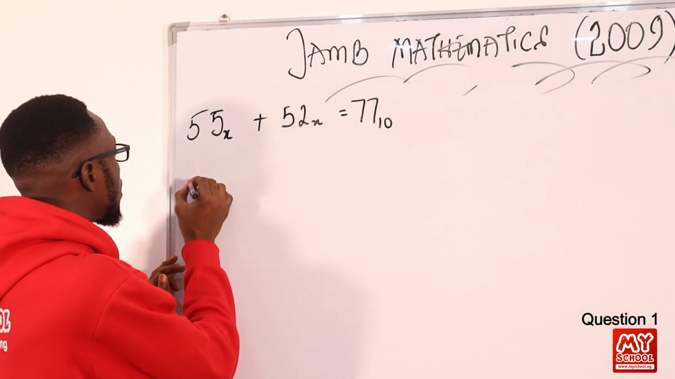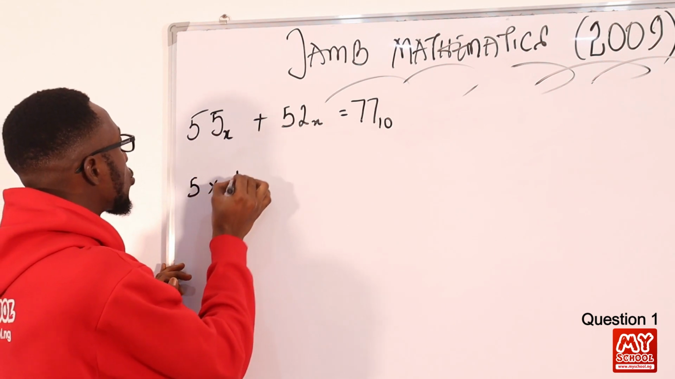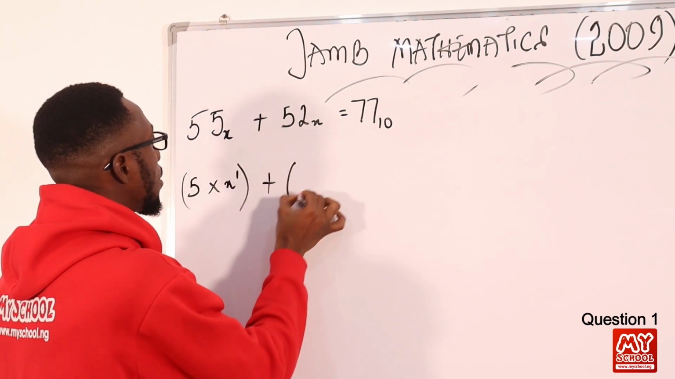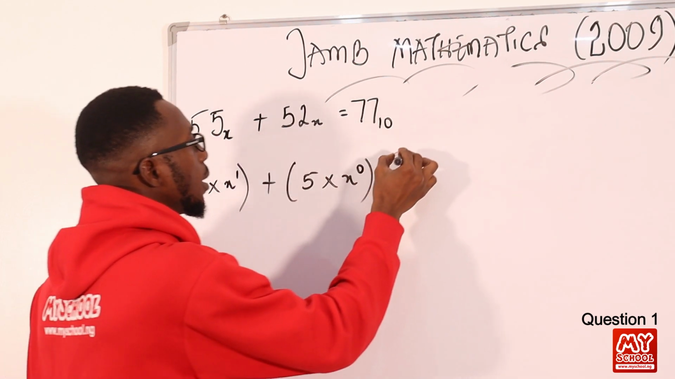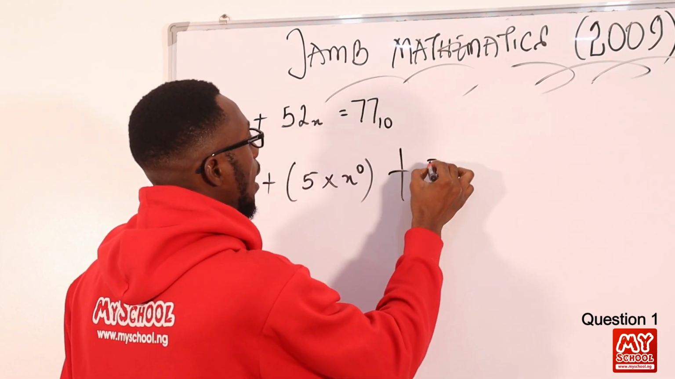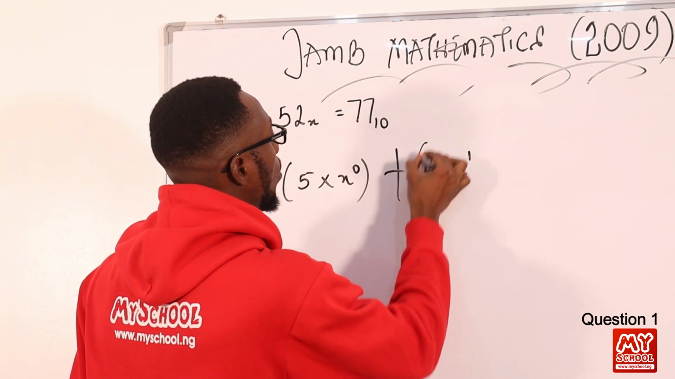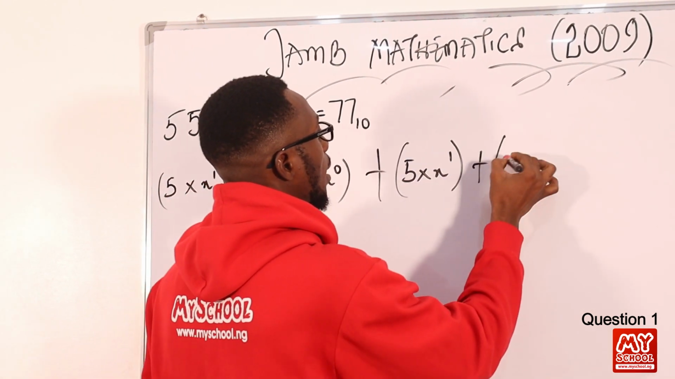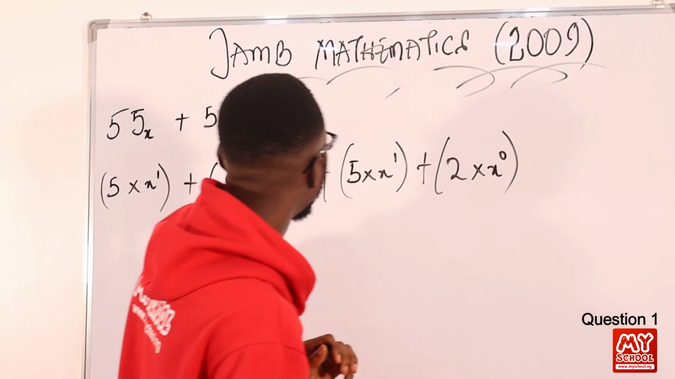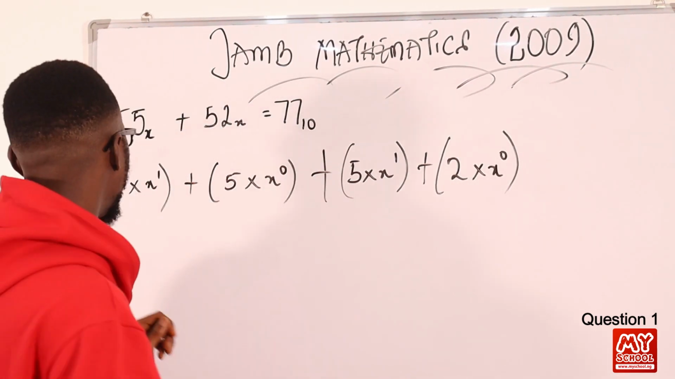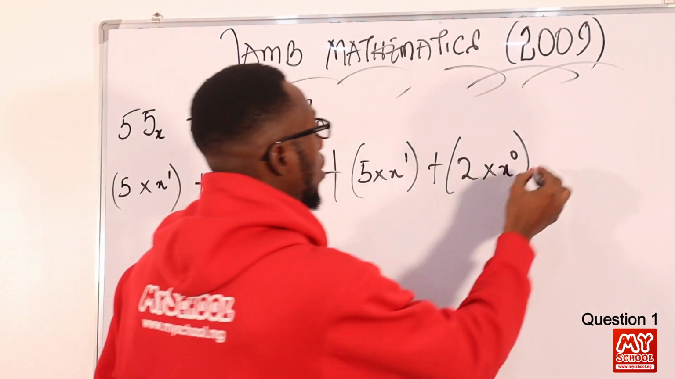So I have 5 times x raised to power 1, then x raised to power 0. Then we move to the next part. I have 5 times x raised to power 1, added to 2 times x raised to power 0. Okay, so I have 77 as well.